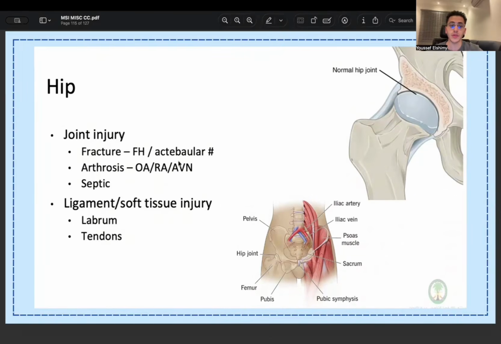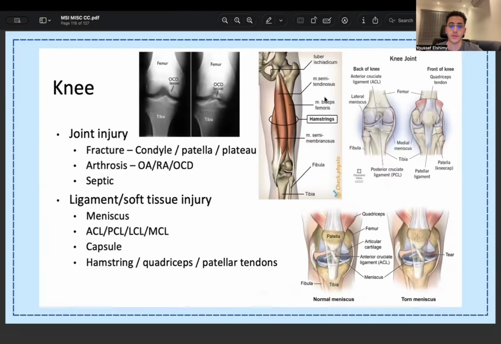Moving on to the hip joint. So fractures could happen to the femoral head or the acetabulum. Also, we could have arthritis, things like osteoarthritis, rheumatoid arthritis, avascular necrosis. It could also be septic arthritis, and we have some ligaments. So the labrum itself could be affected, or the tendons of the muscles surrounding the hip joint.